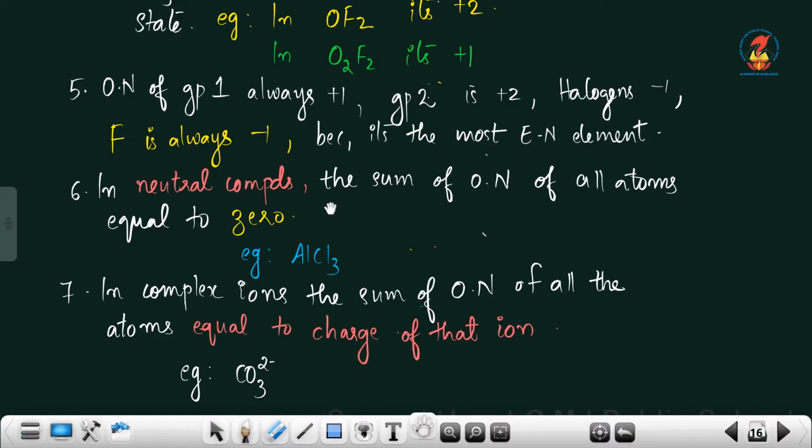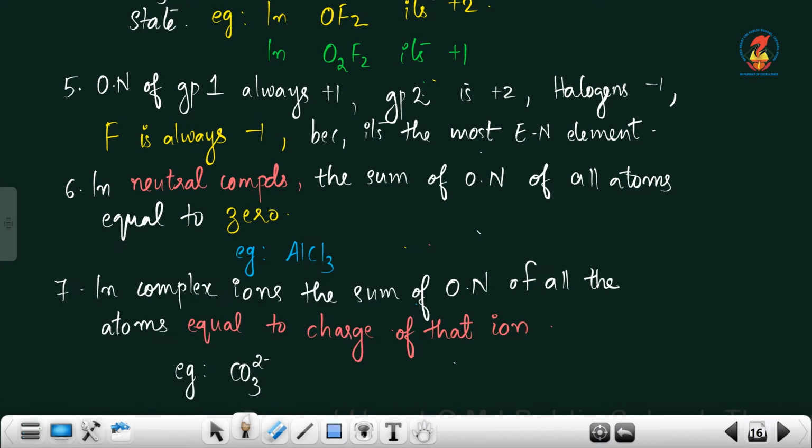Now the fifth rule is the oxidation state of group 1 elements. Which are the group 1 elements? Sodium, potassium, rubidium, cesium, francium. The last member, that is francium, it is a radioactive element. So all other metals, they are having +1 oxidation state.